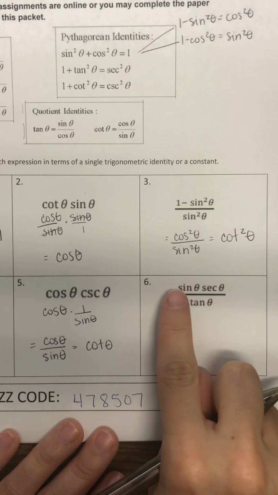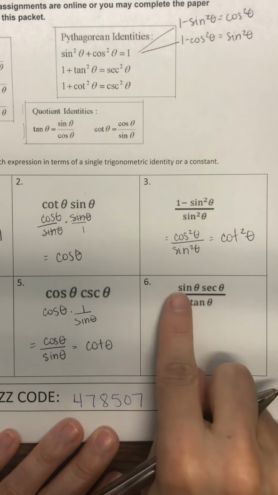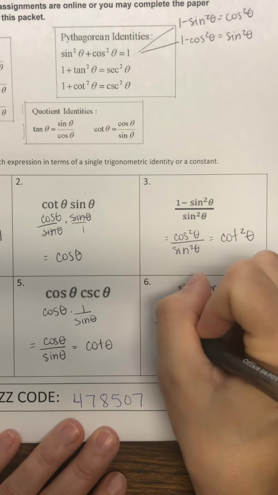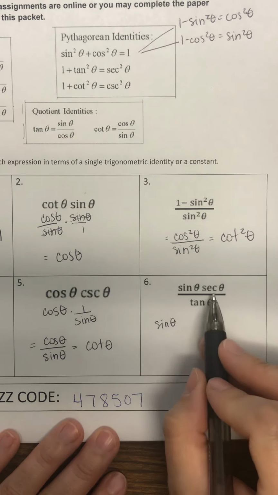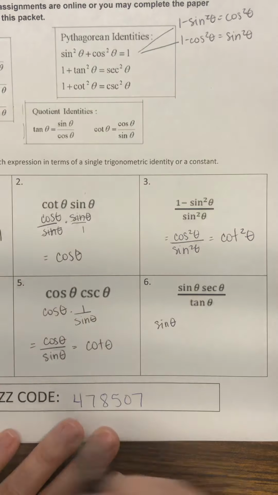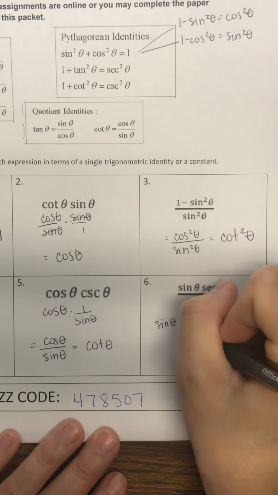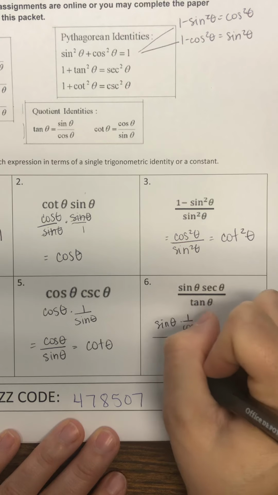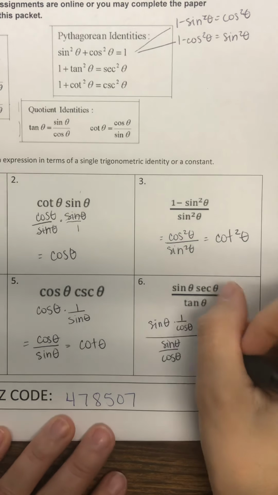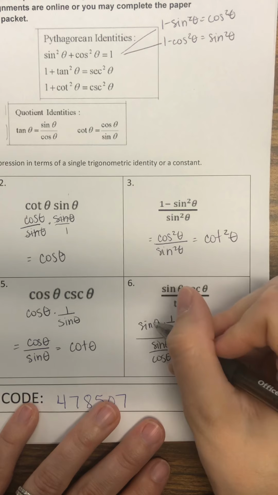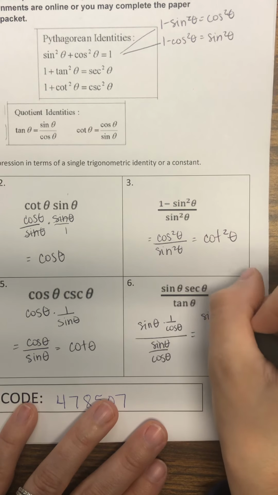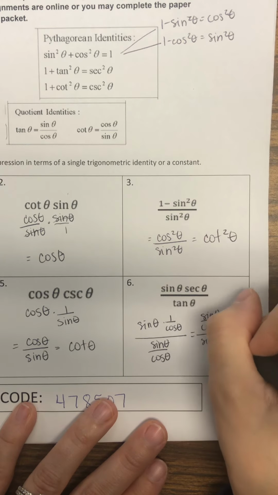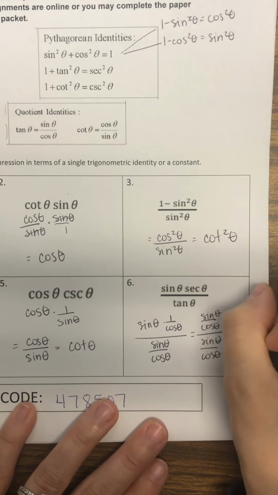And then here, I can't use Pythagorean, so I'm going to do everything in terms of sine and cosine. So this is sine. It's already in terms, so I'm not changing it. Secant can be written as 1 over cosine, so I'm going to change that. And tangent is sine over cosine. So this one's really similar to number 1. Sine times 1 over cosine is sine over cosine. This is still sine over cosine. Anything divided by itself is 1.